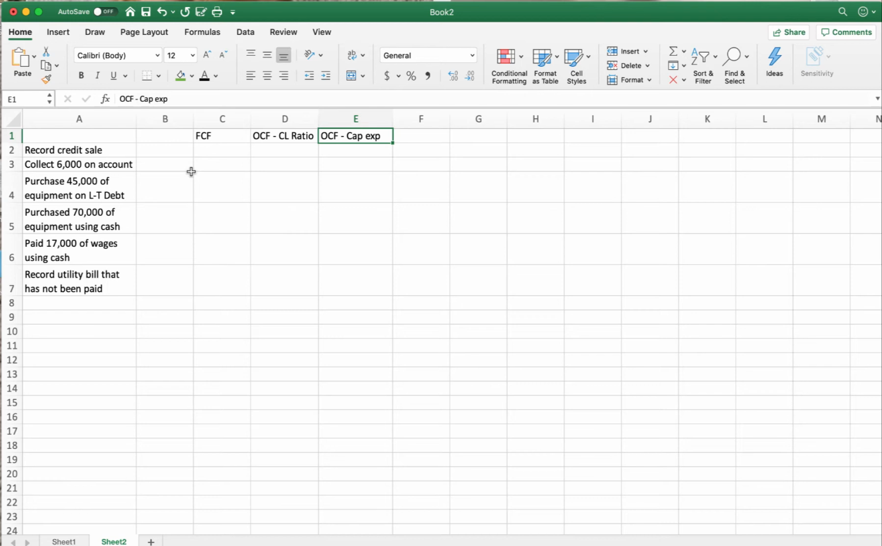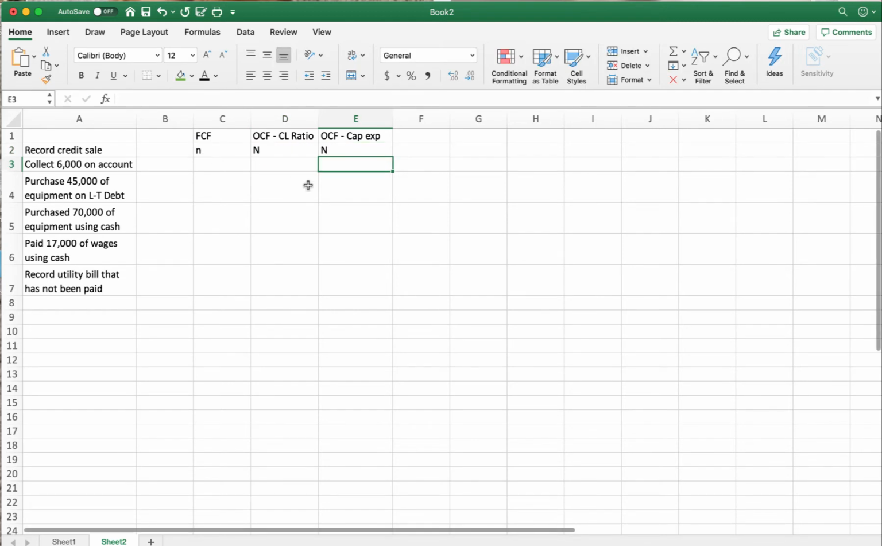Okay? So the first one says record credit sale $15,000. Well, if we just record a credit sale, that's all they're telling us. Is this going to have any effect on free cash flow, operating cash flow to current liabilities, or operating cash flow to capital expenditures? No. It's not going to have any effect on any of these three. So I'm just going to say N, N, and N.